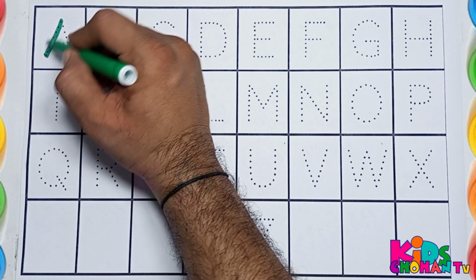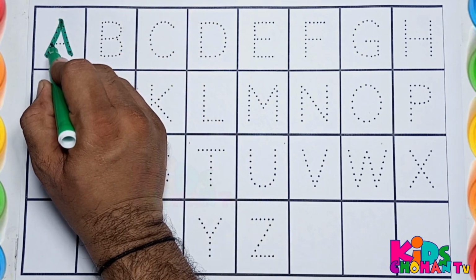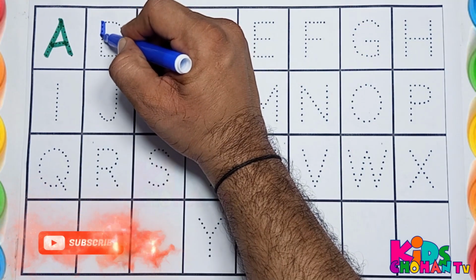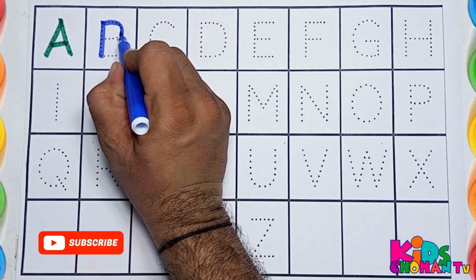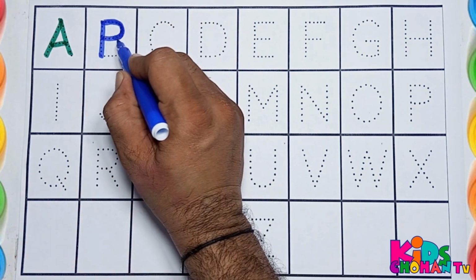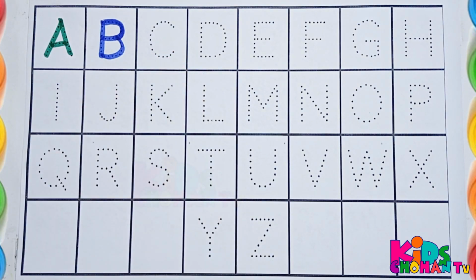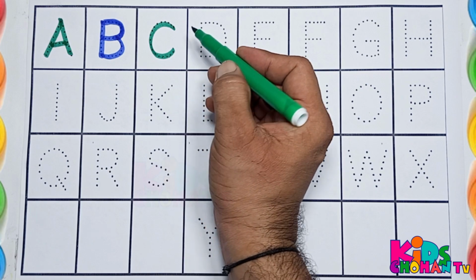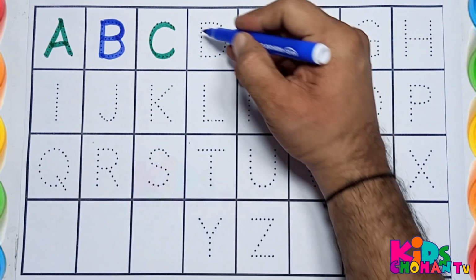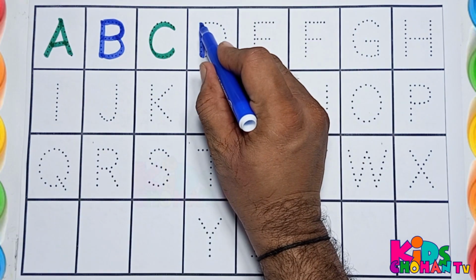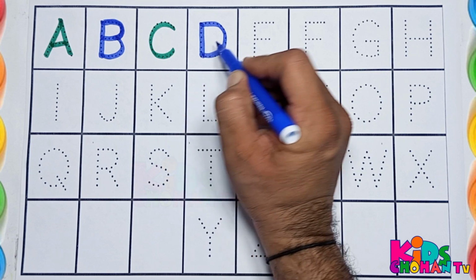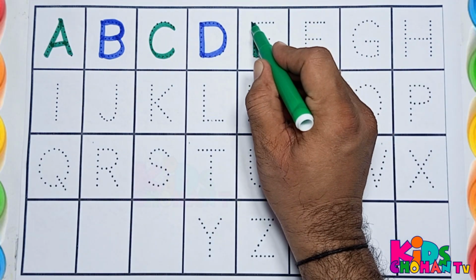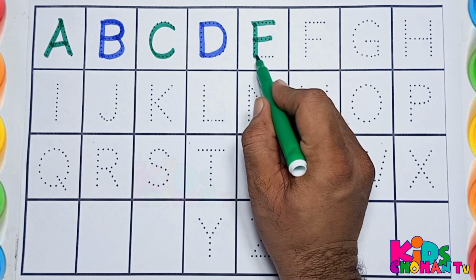Kids, this is letter A. A for apple. Now we are tracing letter B. B for ball. Kids, this is letter C. C for cat. This is letter D. D for dog. Kids, this is letter E. E for eagle.